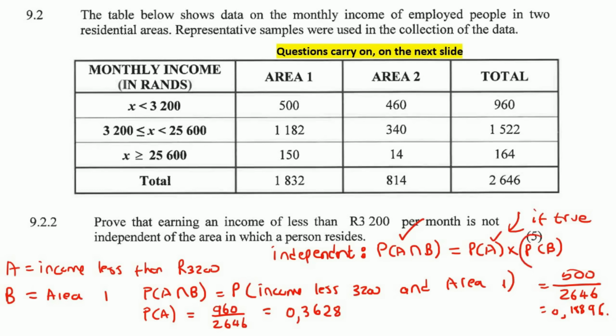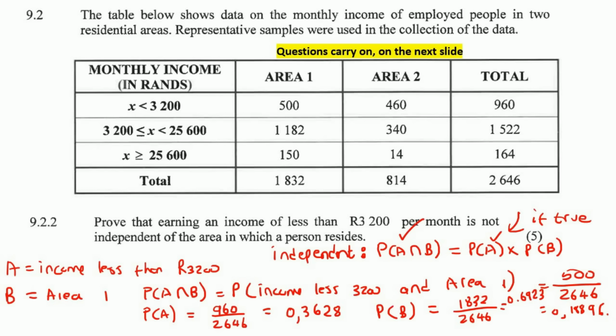Now we've done P of A, now we need to get P of B, which for us is people who live in area 1. So P of B is all the people who live in area 1, which is 1,832 people out of the total once again. And if we work that out, 0.6923.